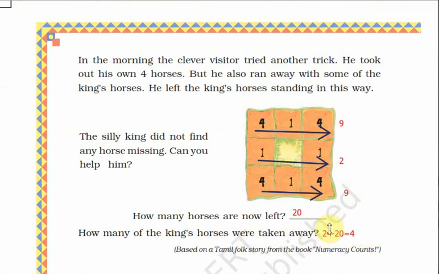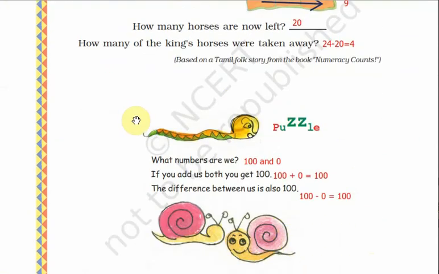Okay. Now next is a puzzle. What number are we? If you add us both, you will get 100. The difference between us is also 100. So you have to find two numbers where if you add both the numbers, you get the answer 100, and if you find the difference, then also you get the answer 100. Find those two numbers. Those two numbers will be 100 and 0.